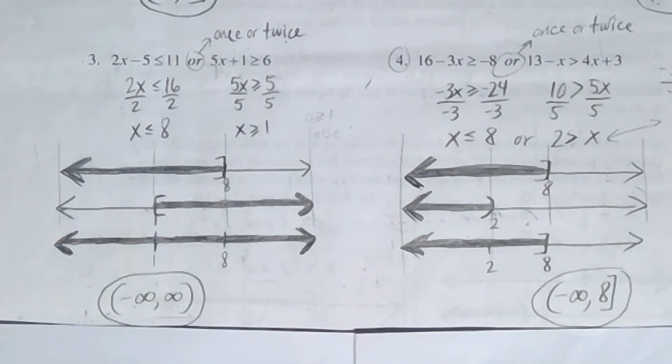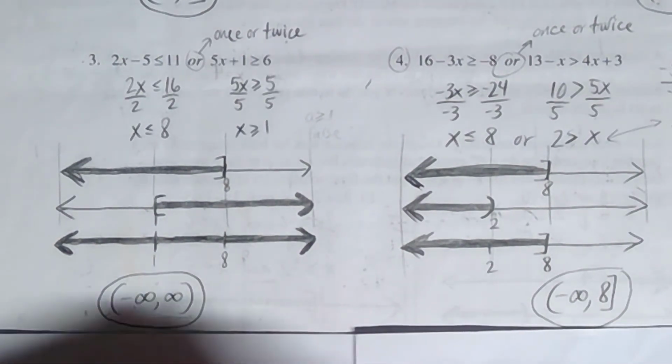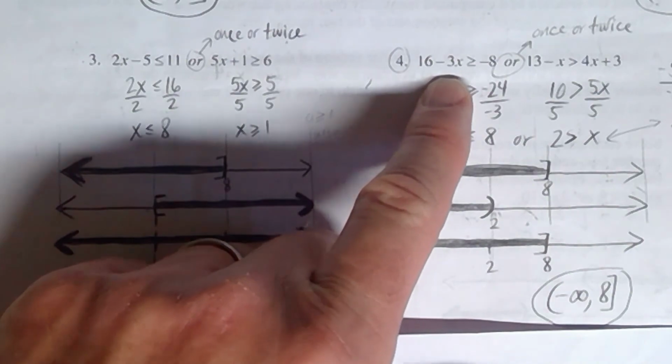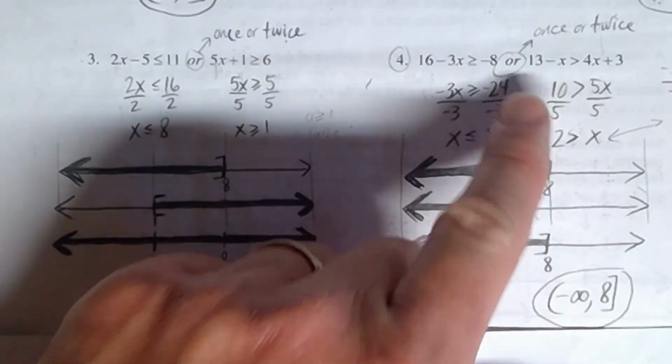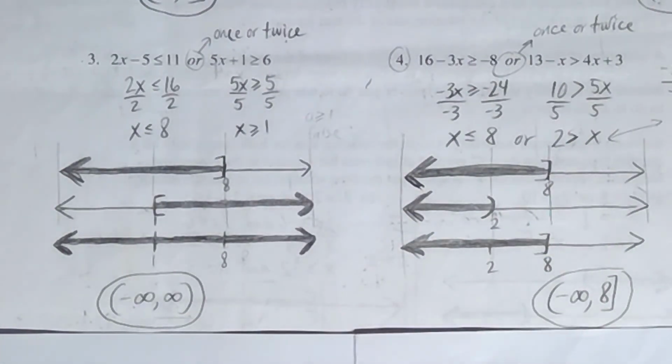And that concludes our discussion of or. So now we know what the word or means and what the word and means when you're doing a compound inequality where you have an inequality on both sides of the word and or the word or. Okay, so that's section 4.2.